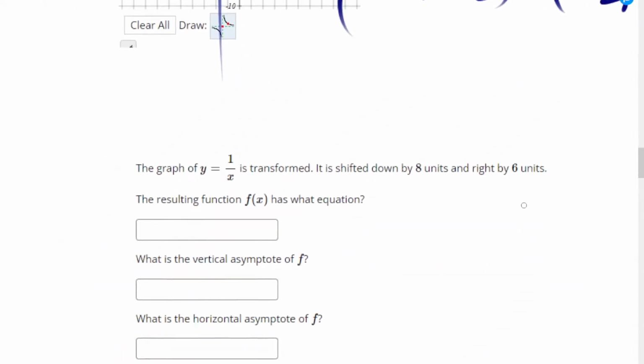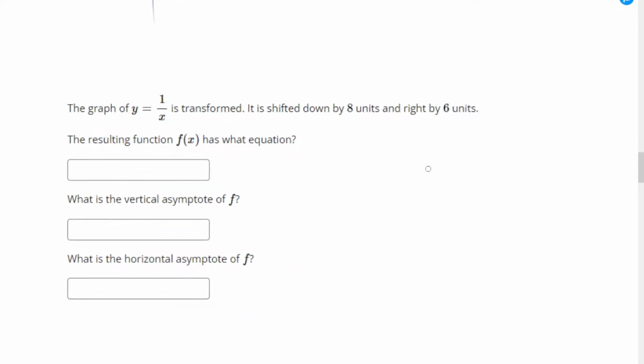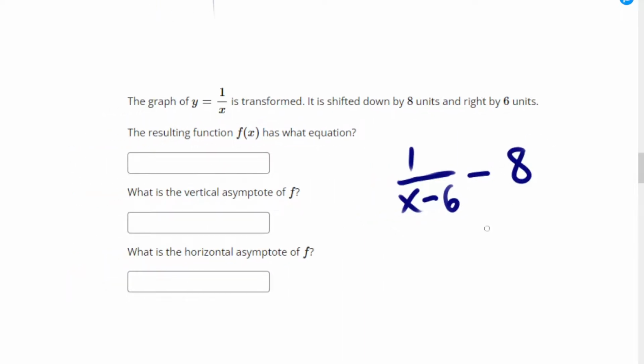The graph of y equals 1 over x is transformed. It's shifted down by 8 units. So we know that we have 1 over x. When we're going down, we'll do -8. And we know that it's going right by 6. And also, when we're thinking right, we're thinking positive, right? But when it's by the x, it sort of flips. So we do -6 instead. So this is our new equation. We'll do f of x is equal to 1 over x minus 6, minus 8.